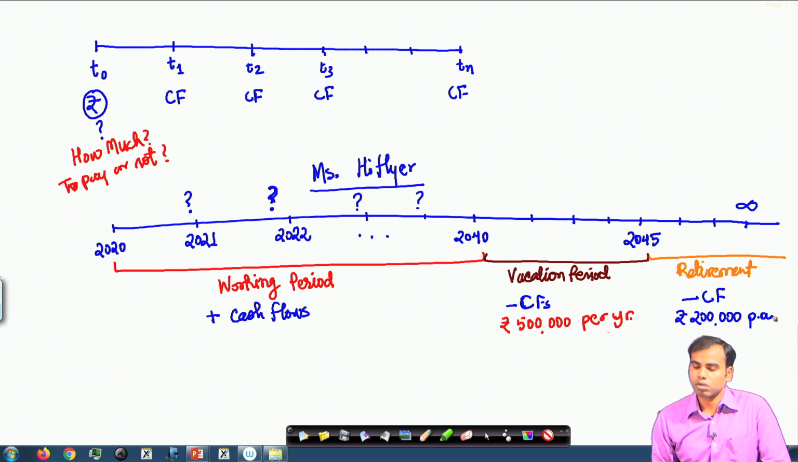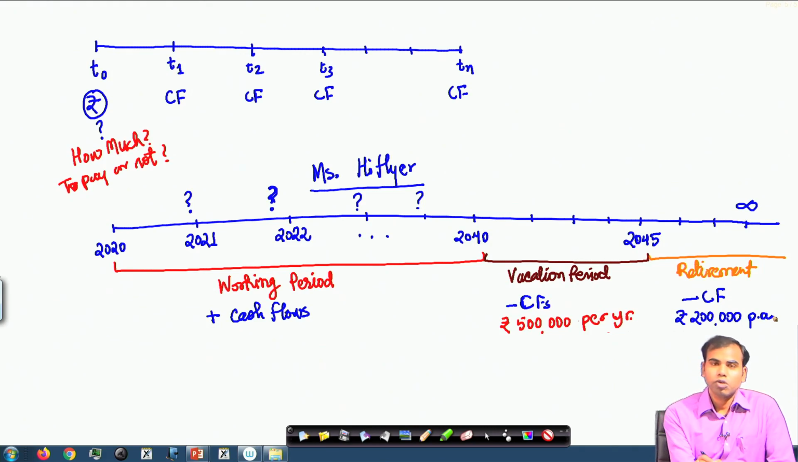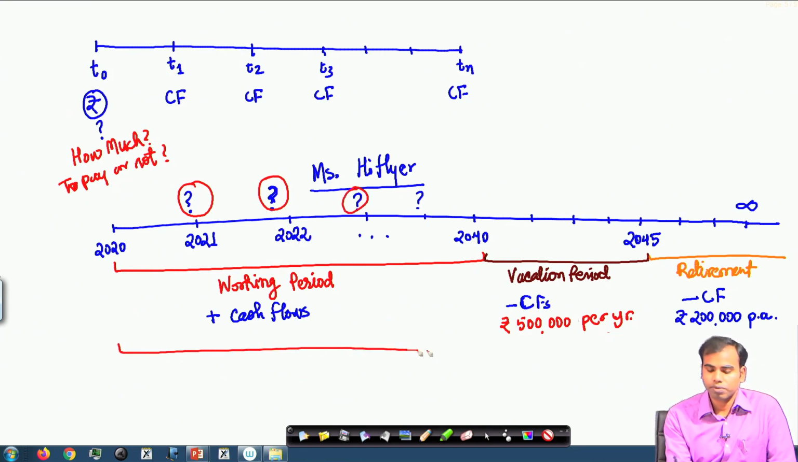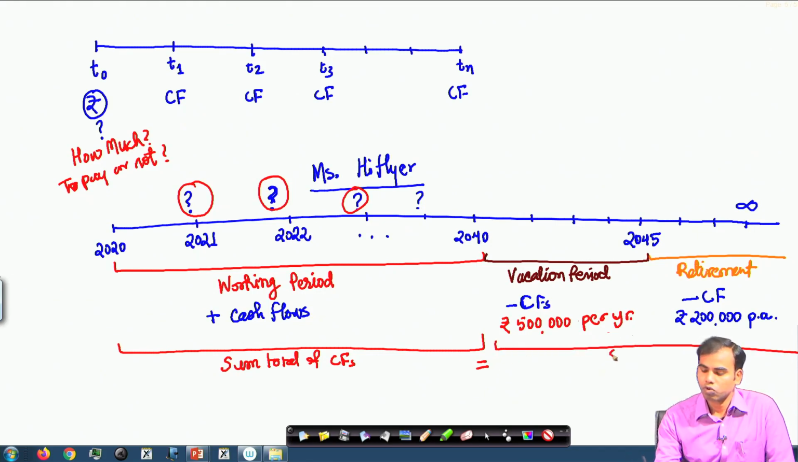Now, if you believe that certain more information is needed, we will present that information. You have to tell how much money she is going to invest every year, so that the sum total of this investment, the sum total of all cash flows, should be equal to the sum total of the expenses. So, basically this is positive cash flows and this is negative cash flows.